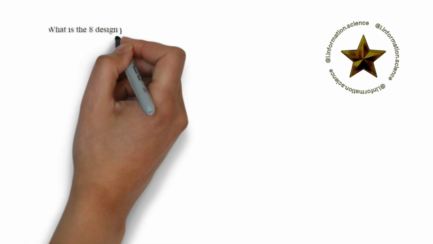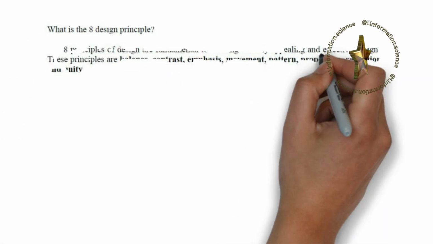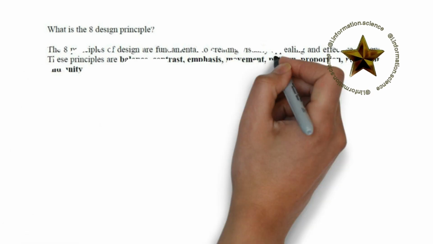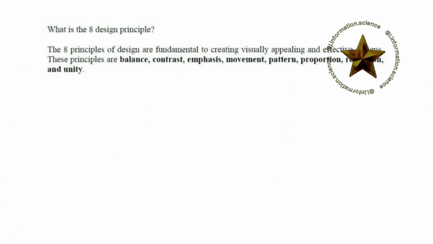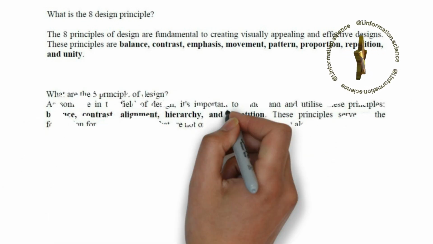What is the 8th design principle? The 8 principles of design are fundamental to creating visually appealing and effective designs. These principles are balance, contrast, emphasis, movement, pattern, proportion, repetition, and unity.